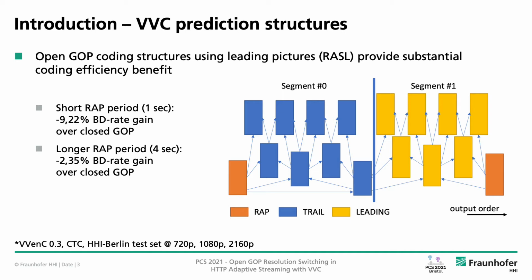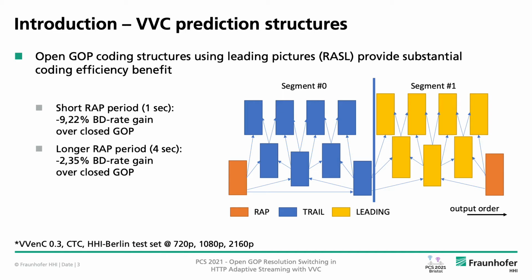In segment number 1, you can see that the leading pictures, the yellow blocks, have prediction dependencies on the random access point picture of this segment, but also on the last trailing picture of the earlier segment. And this is what makes this prediction structure much more efficient.